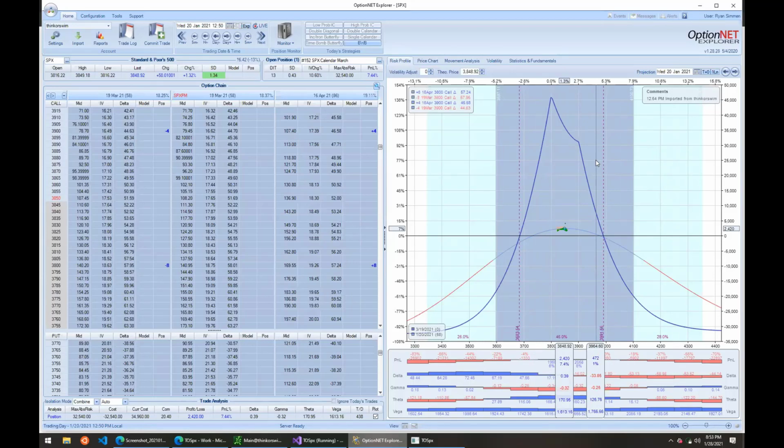Did you move that? Did you add? Is that an add? Did you make it a double? Did you make it like a straddle swap, or what? What's going on there? Oh, I just added another calendar above the market.